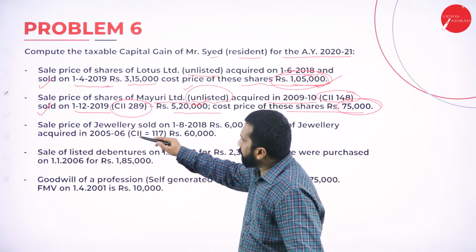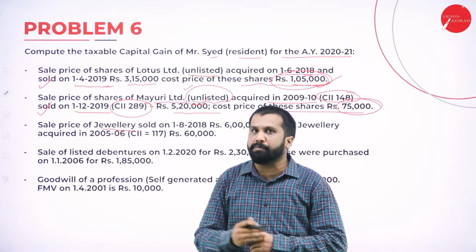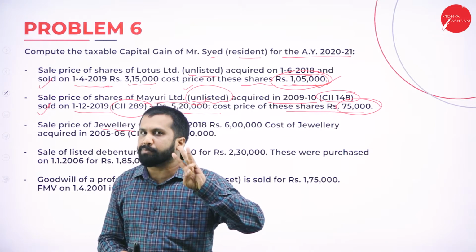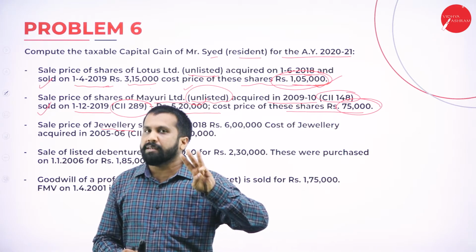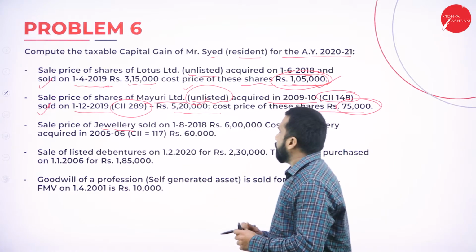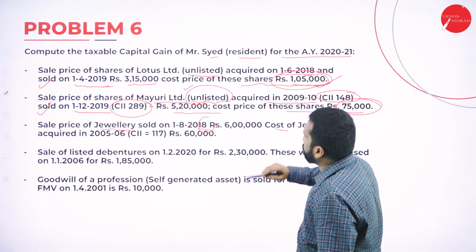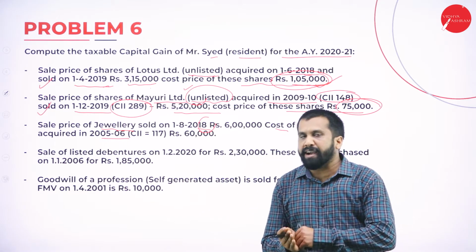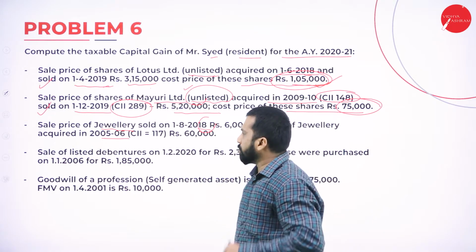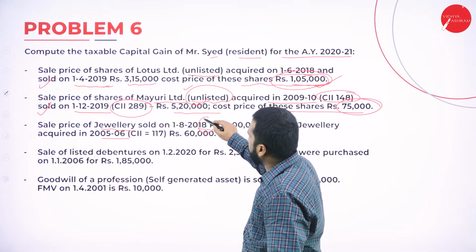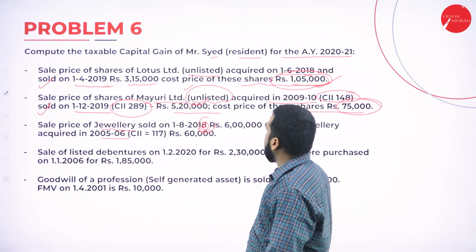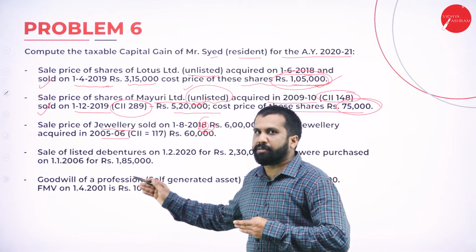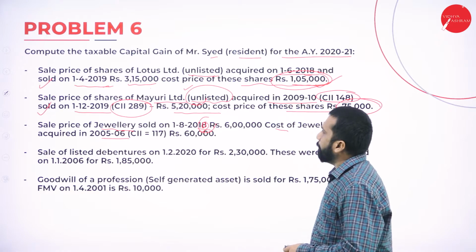Now, sale price of jewelry. Jewelry is movable or immovable? Movable. What is the time period? 3 years, 36 months. If it is a movable, then it is 36 months. Now, sold on 18. Cost of jewelry, 5, 6. Now, 5, 6 means it is almost long term. Jewelry you cannot sell in 18. It must be 19 only. Why? Because your assessment year itself is 2021, all the sales of 19 only we should consider. Now, I'll go to the answer.